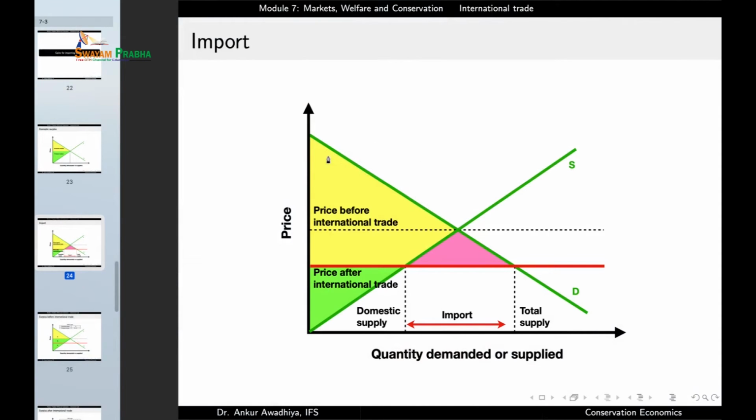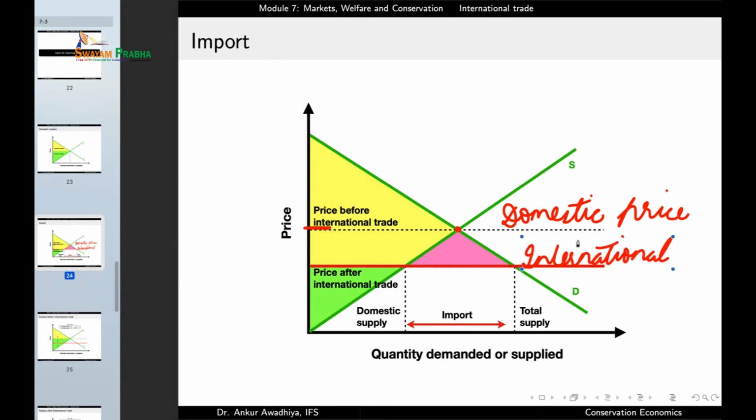So if we look at the domestic demand and supply, the point where these two curves meet tells us the domestic price before the international trade. Now, in this case, the domestic price is more and the international price is less, which is why this country is going for the import. So here we are representing the international price, or the world price, by this red line.